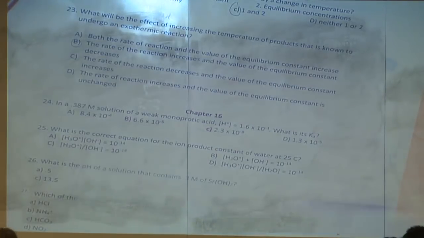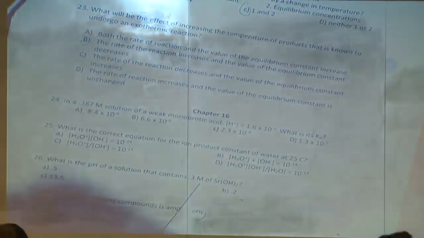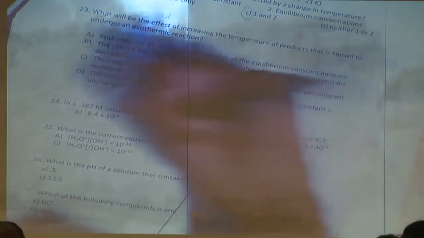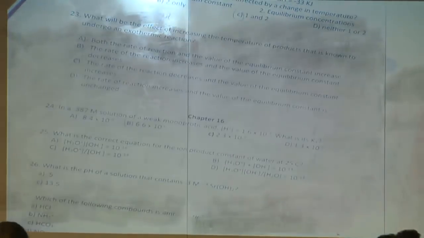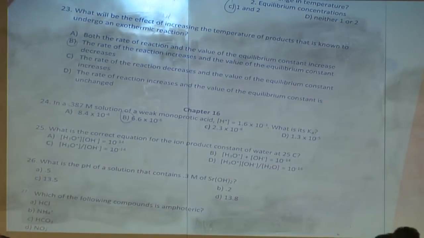So for 24, did you guys get B? Okay. I'm not sure why that one is bolded, but yeah, so it's B. 25 is just a definition question. The ion product constant for water is the concentration of H3O plus times the concentration of OH minus, which should equal 10 to the negative 14. So the answer should be A for 25.